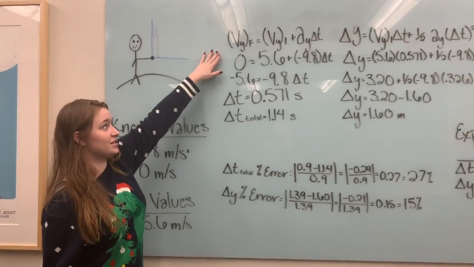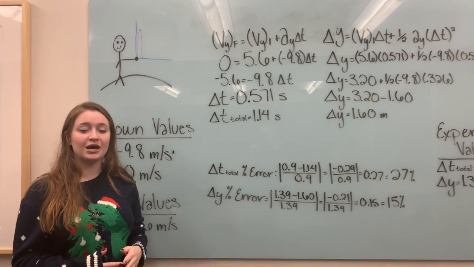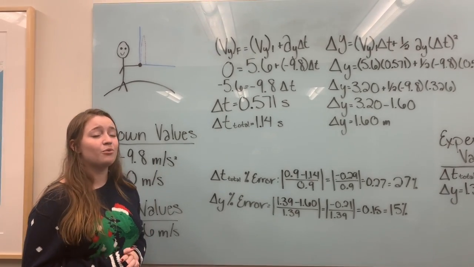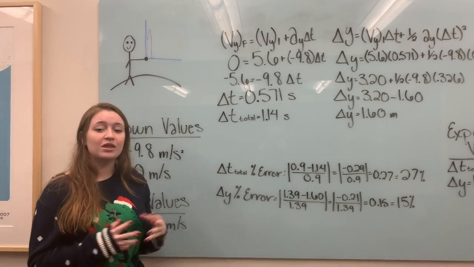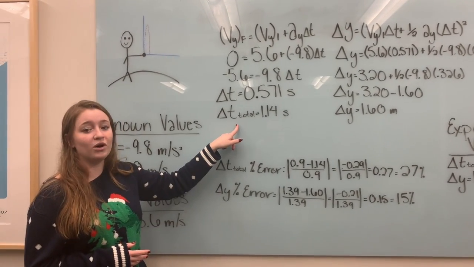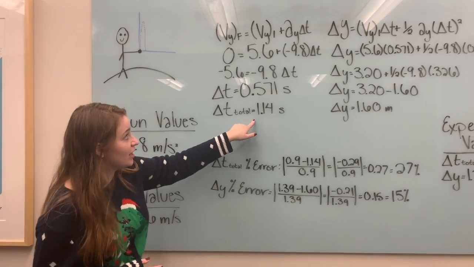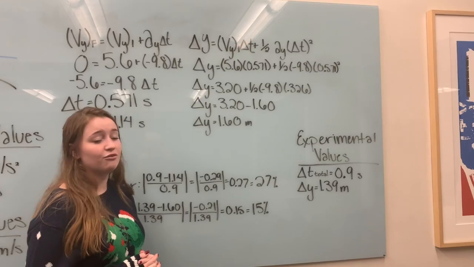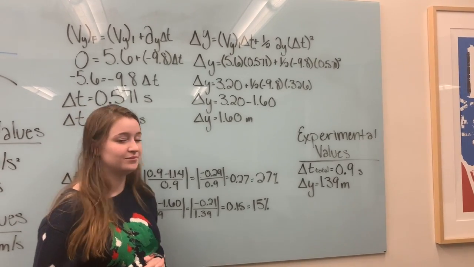We then plugged that into this equation and found the change in time from when it left the tosser's hand to where it reached its peak. That was 0.571 seconds. We then multiplied that time by 2 to find its total flight time, which was 1.14 seconds. We then took that number and plugged it into this equation to find its y displacement of 1.60 meters.